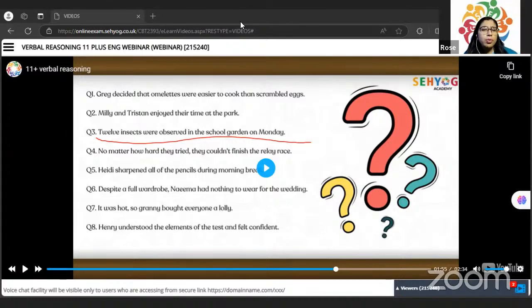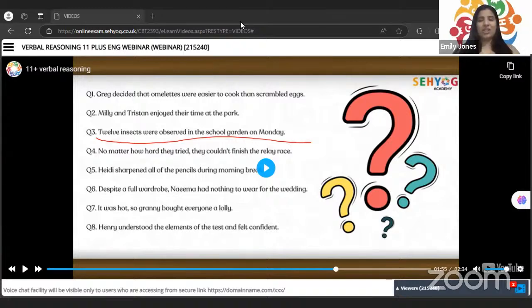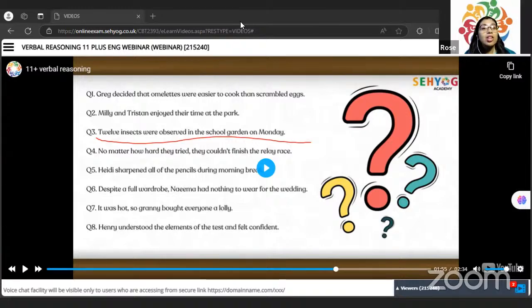Heidi, she sharpened all of the pencils during the morning break. Oh my god, this question has a lot of answers and it is coming before we read the question as well. Yes, it's dish. I find the word meaningful. Shweta and Anna and everyone's answering. So let's find out. Very good. Okay. Dish. Yes, guys.